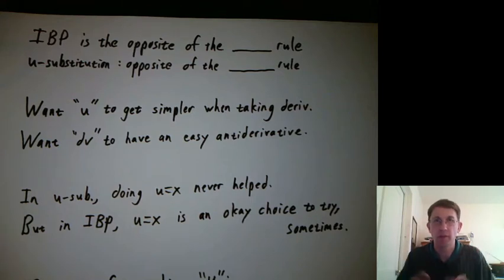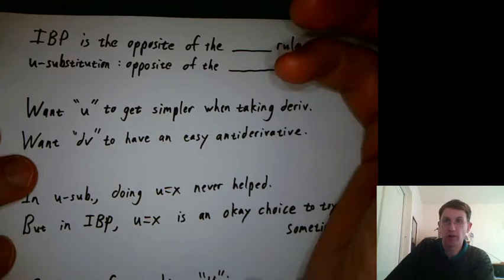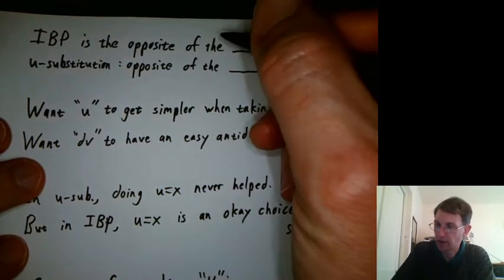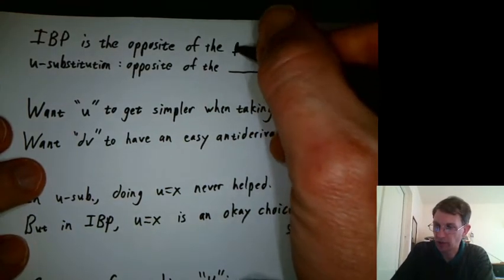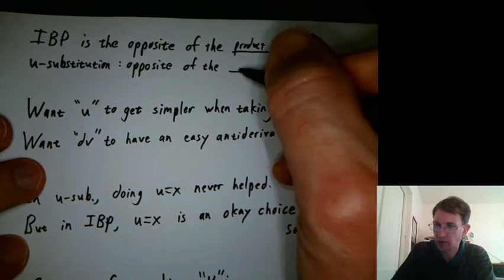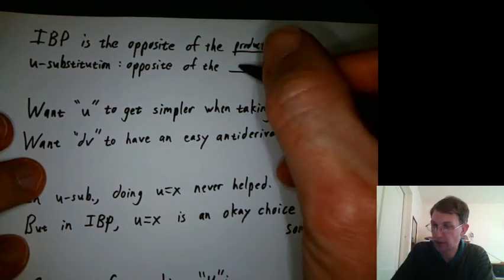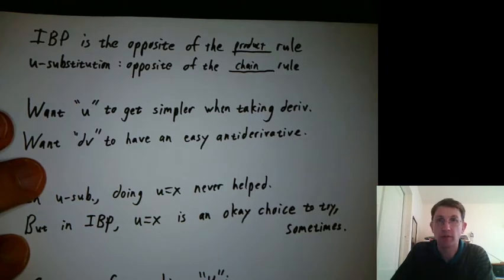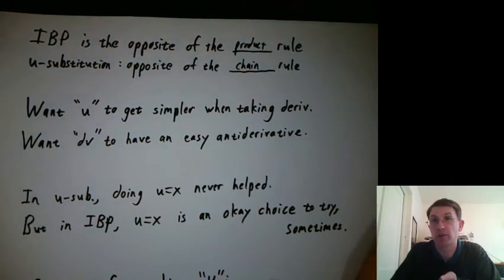So let's step back and take a big picture view here. Integration by parts is the opposite of which derivative rule, and U substitution is the opposite of which derivative rule? Try and think of it before I write it. IBP is the opposite of the product rule, and U substitution was the opposite of the chain rule, which might be making you wonder, is there an opposite of the quotient rule?